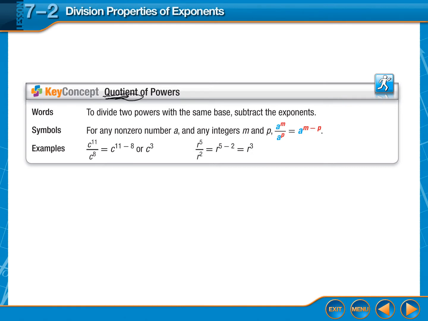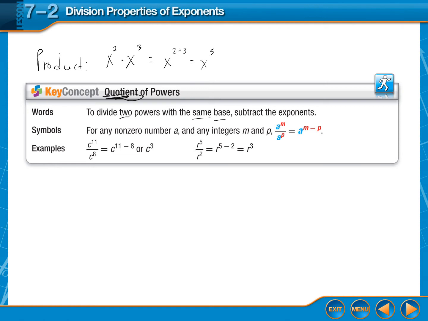So the first rule that we're looking at is what happens if we divide two powers with the same base. If you remember, the product of powers talked about what happened if we were multiplying powers with the same base. So if we had x squared times x to the third, since we're multiplying powers with the same base, we would add the exponents together. We would have a total of x to the fifth power.